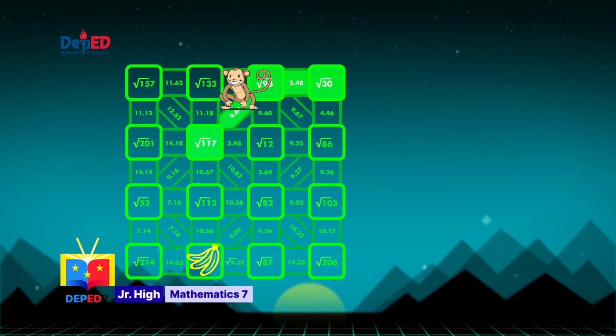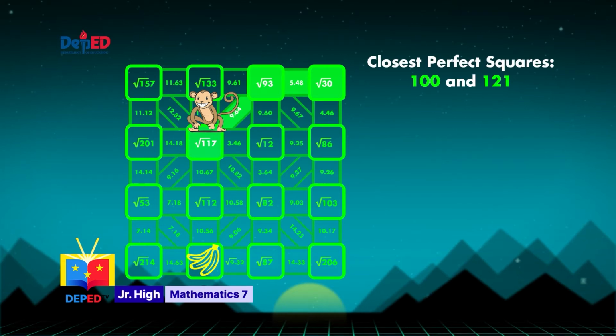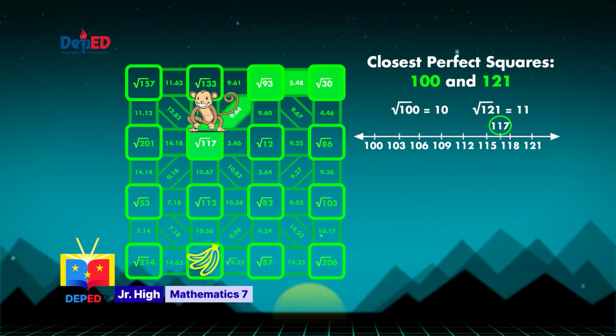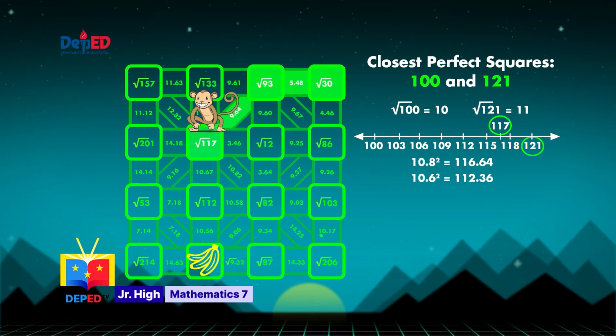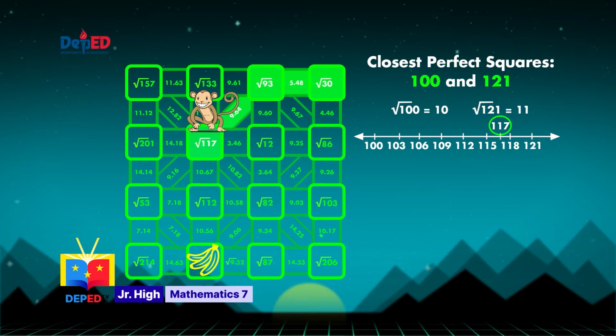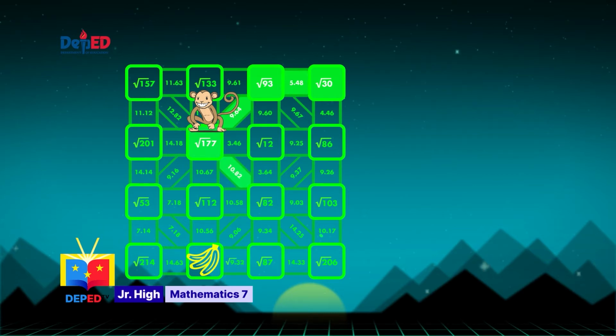Next is the square root of 117. 117 is closest to 100 and 121, whose square roots are 10 and 11 respectively. Since 117 is closer to 121, its square root should be closer to 11. The two choices are closer to 11 than to 10. If we square 10.8, it would result in 116.64, while the square of 10.6 is 112.36. It is clear that 10.8 squared is closer to 117. So let's take the path of 10.82. We are now very close to the banana, right?